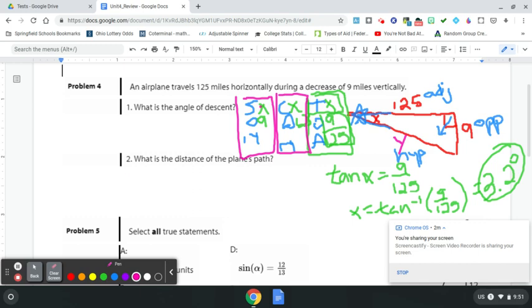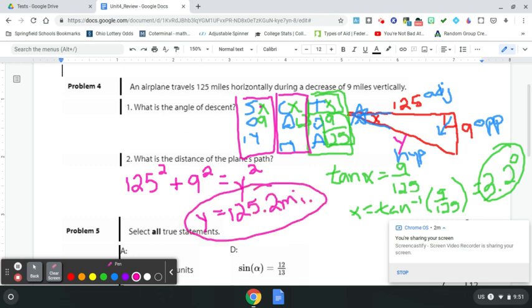I'm going to use the Pythagorean Theorem, though, if that's okay with everybody. So that setup is going to be 125 squared plus 9 squared equals y squared. If I clean all that up and plug that in, you guys are pretty good with the Pythagorean Theorem these days. You get yourself an answer of 125.2, and that would be miles. Hope that helps with problem number 4.